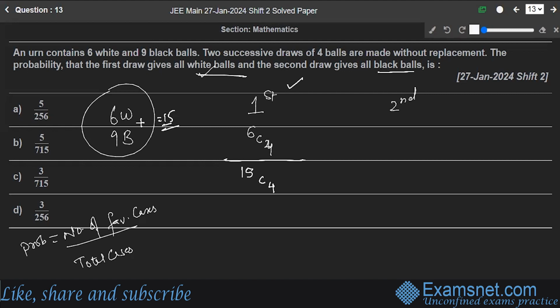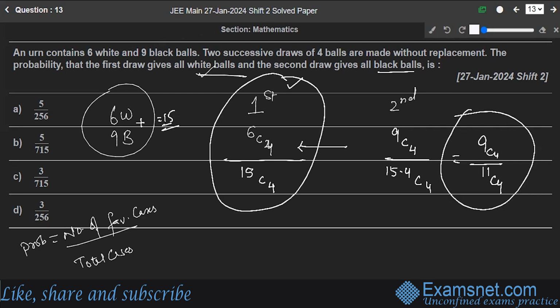And in the second draw, you want all the black balls, right? Out of 9 black balls, you get 4 black balls. So 9C4 divided by the total. See, in this case, without replacement, that means already 4 balls have been withdrawn. 4 white balls have already been withdrawn in the first case. So how many balls will be left in this case? 15 minus 4, C4, right? Which will be equal to 9C4 divided by 11C4. This is for the first row and this is for the second row.